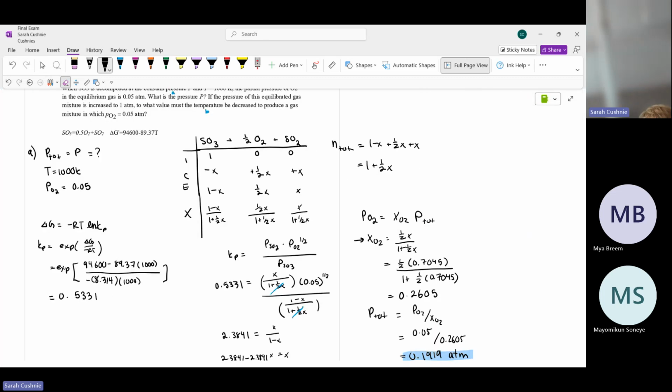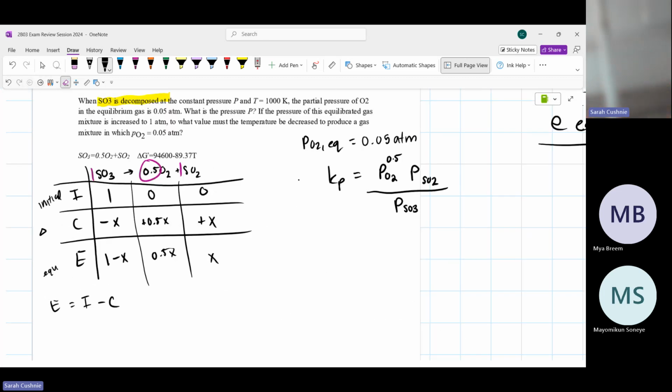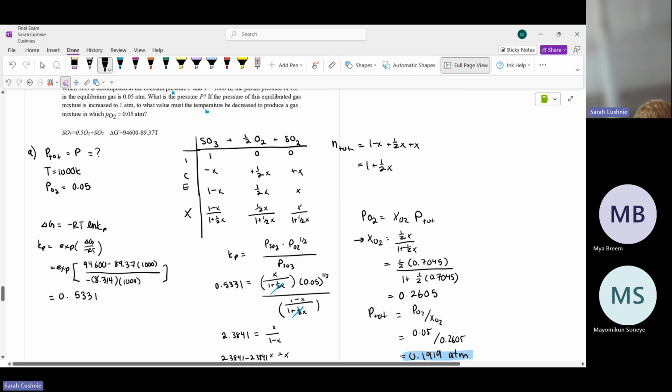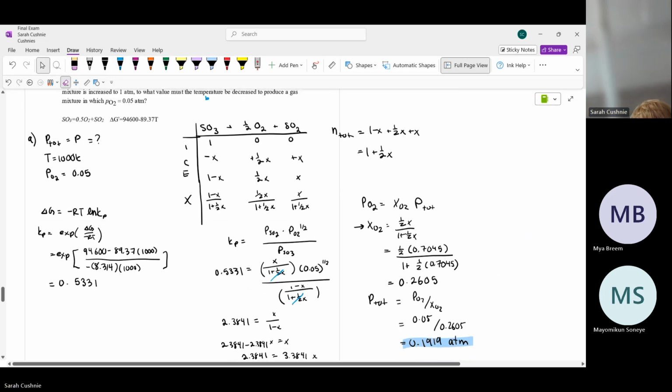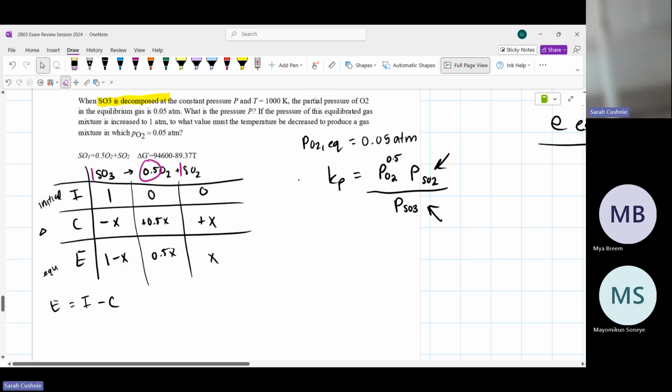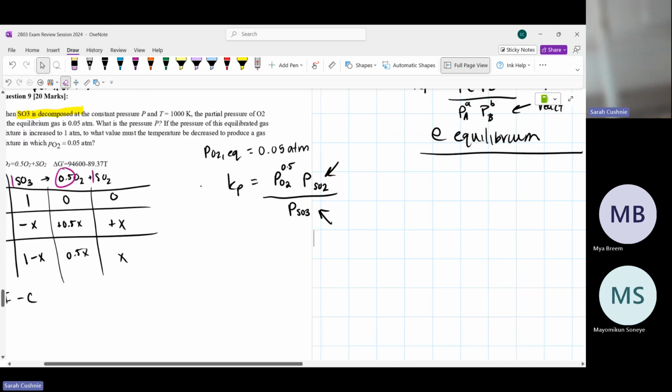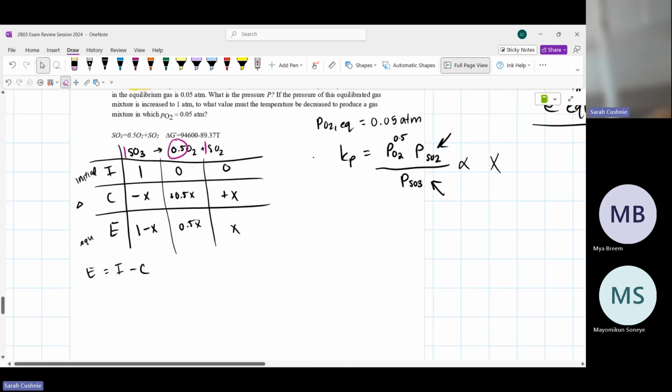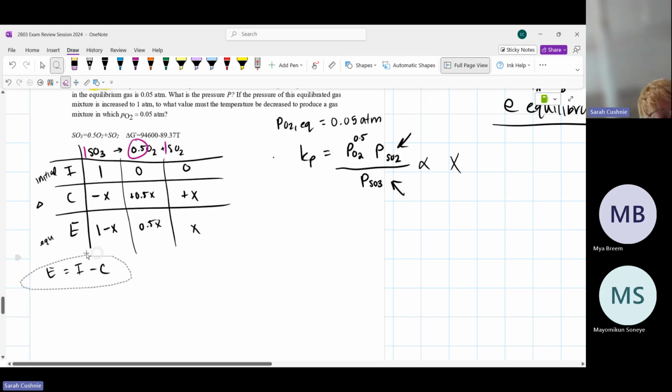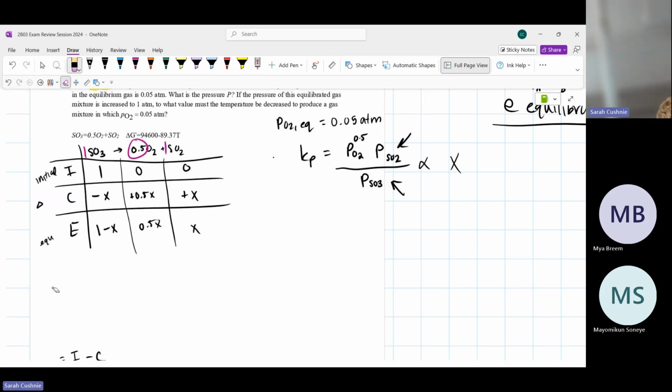How does that actually help us too much? What we can say is we actually know what this is. Let's figure out what PSO2 and PSO3 are in relation to this. Instead of using the partial pressure, we can also use the molar fractions, so let's make a new addition to our ICE table called X.